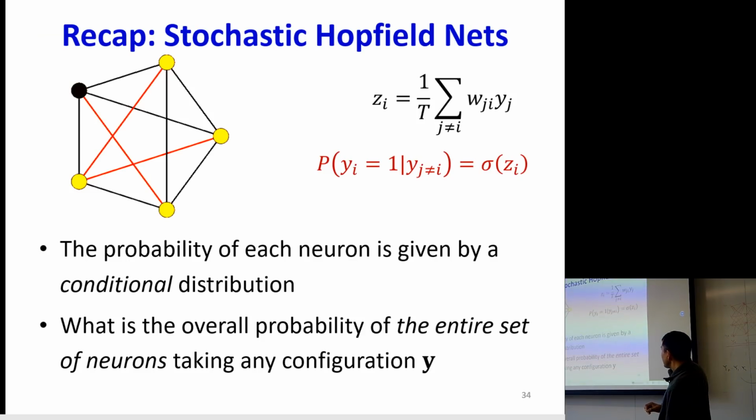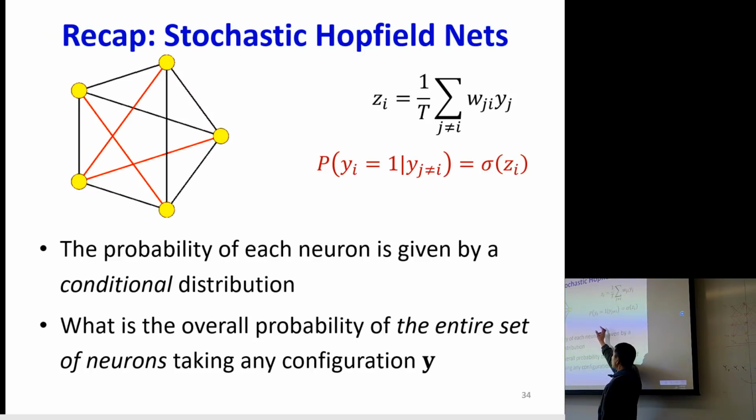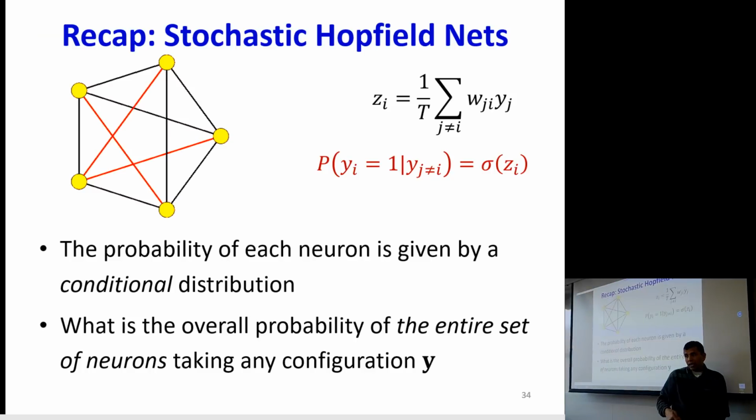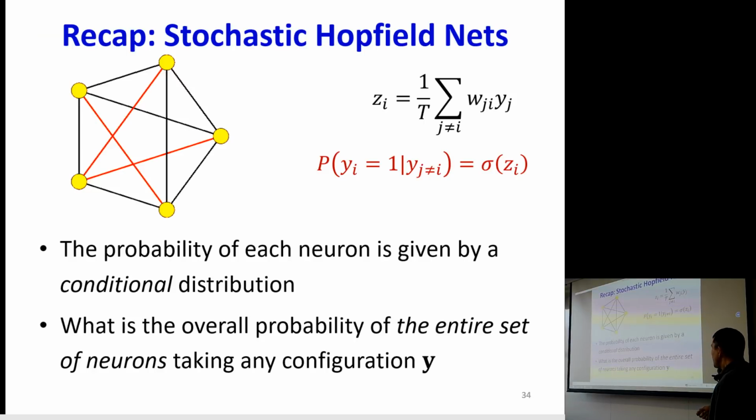Even before that, let's go back and look at what's happening to an individual neuron. At each neuron, you computed a field and used that field to compute a logistic probability to decide what that neuron value was going to be. So the probability that any particular neuron takes the value 1 is given by a conditional distribution. It's the probability that yi equals 1 given all the other y values, right?